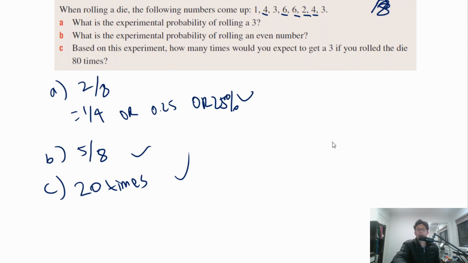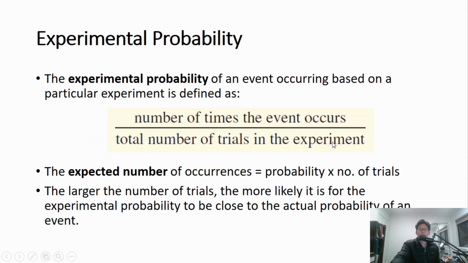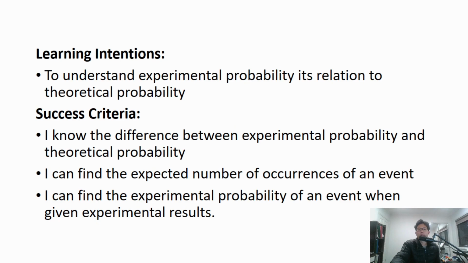Now that brings us to the end of this video on experimental probability. Hopefully you know what it is by now and the difference between experimental probability and theoretical probability. Hopefully you can also find the expected number of occurrences of an event and be able to find the experimental probability of an event when given experimental results.